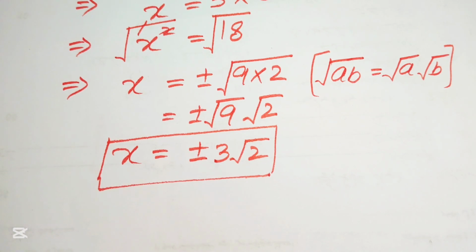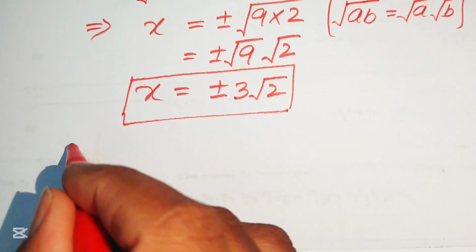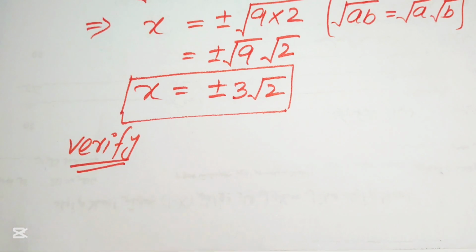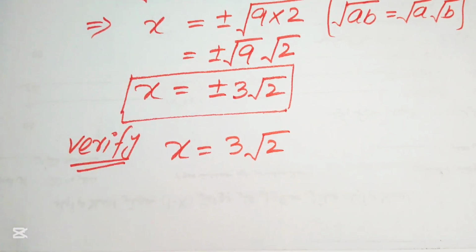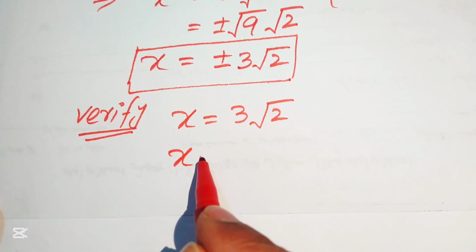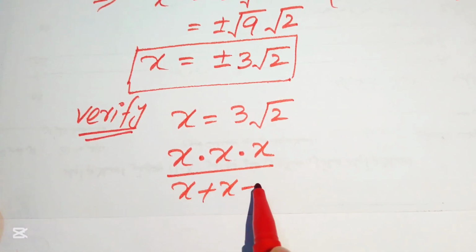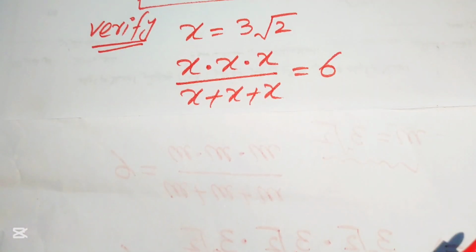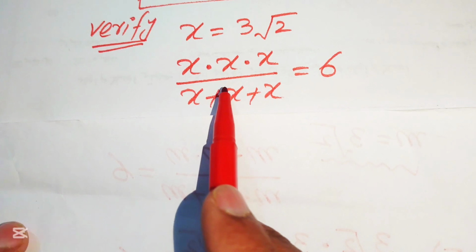Now in the next step, we need to verify whether these two values satisfy our given question statement or not. To verify these values, first we choose the positive value, 3 into square root of 2, and we copy down the given question statement: x multiplied by x multiplied by x divided by x plus x plus x equals 6. Now we substitute this value of x in the numerator as well as the denominator.